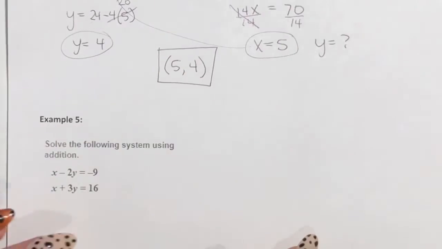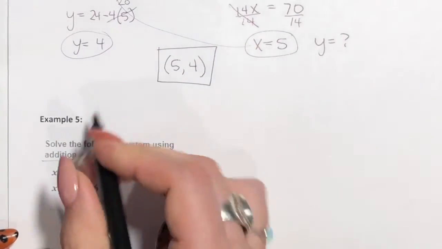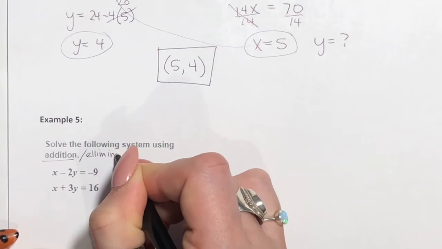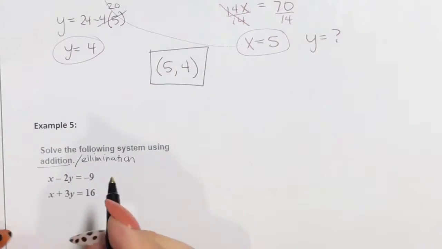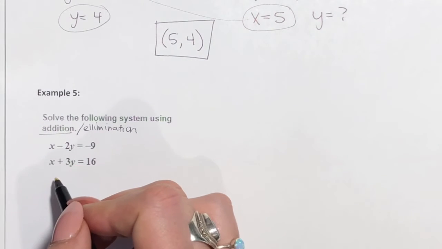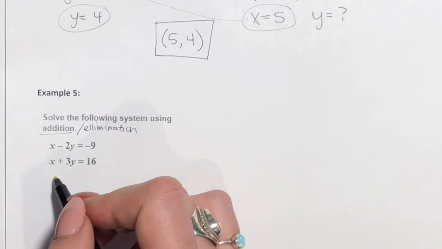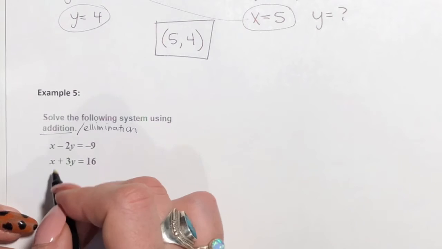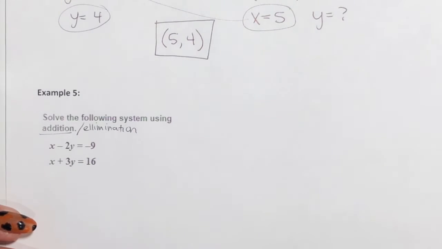Let's look at the elimination method. Some people also call this the addition method. Let me write elimination on here. Because when you're doing the elimination method, essentially what you're doing is adding the two equations together or subtracting them. So you're trying to eliminate one of the variables by either adding or subtracting.